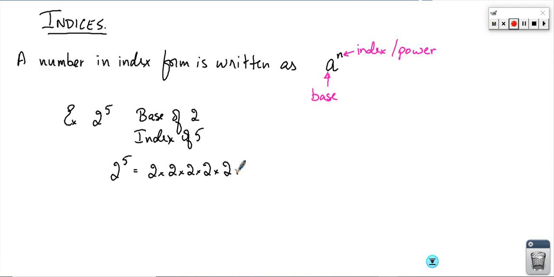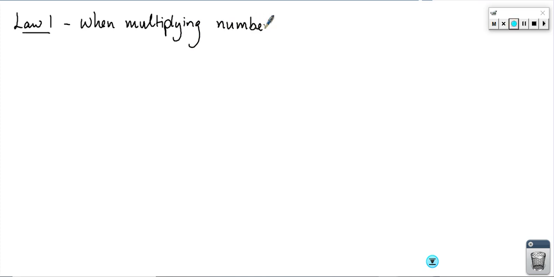Now, when we have these numbers in index form, we can work with them, and there are some laws which we have to know and understand and use in order to facilitate our work. So let's start with the laws. Law number 1. Law number 1 states that when multiplying numbers with same base, we add the powers.